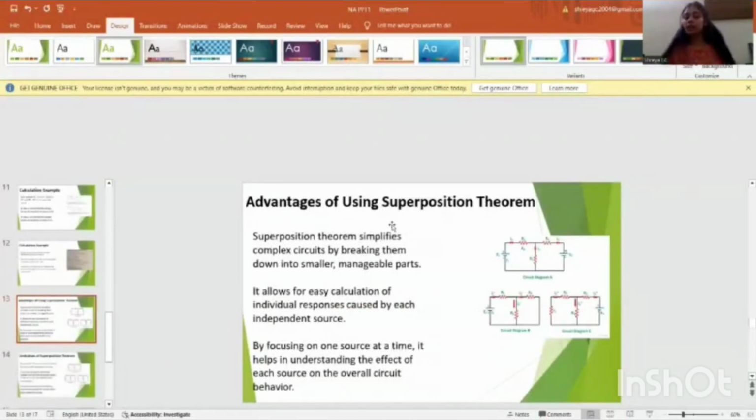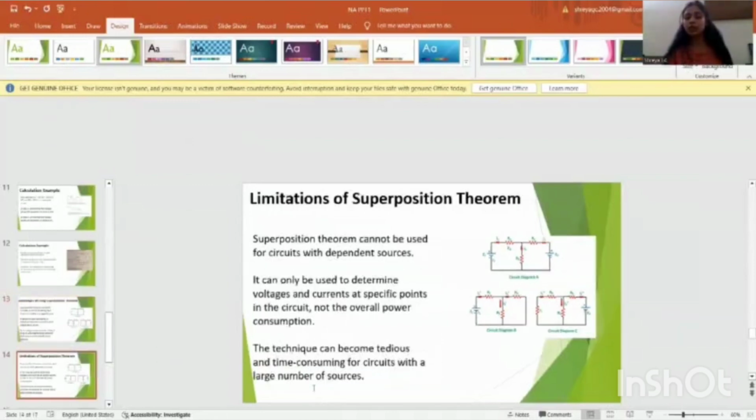Let's go through the advantages of using the superposition theorem. Superposition theorem simplifies complex circuits by breaking them down into smaller, simpler circuits. It allows for easy calculation of individual responses caused by each independent source. By focusing on one source at a time, it helps in understanding the effect of each source on overall circuit behavior. Then we will discuss the limitations.